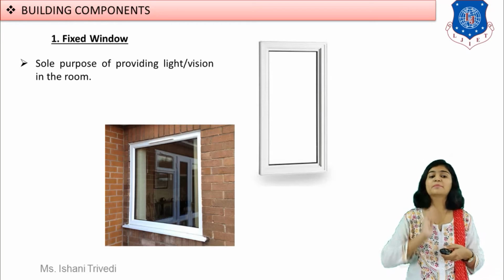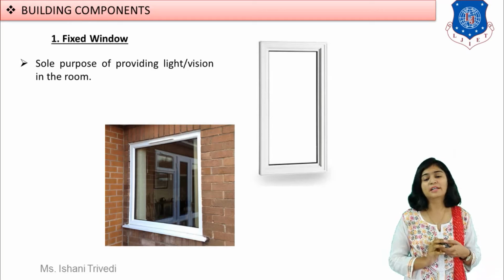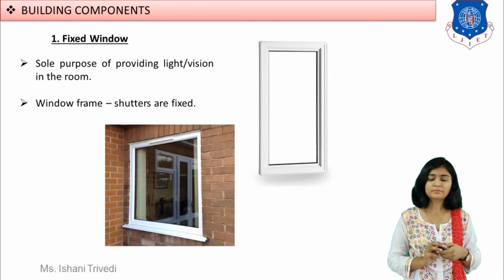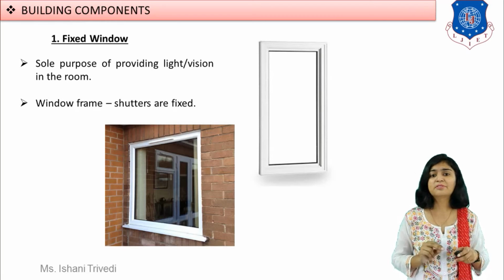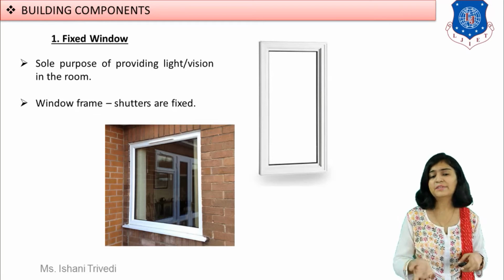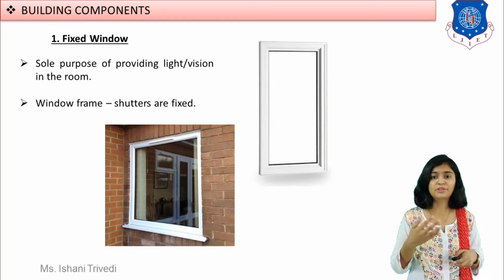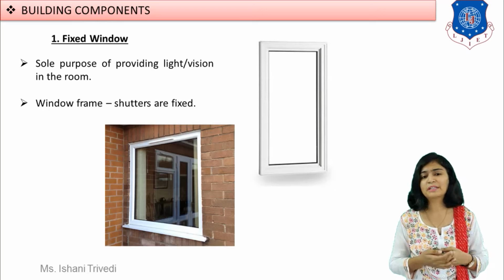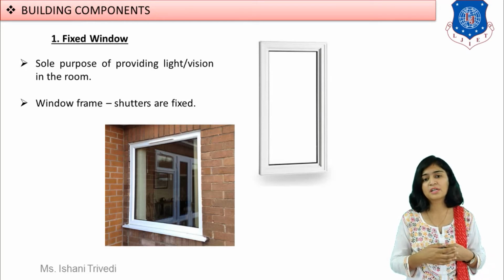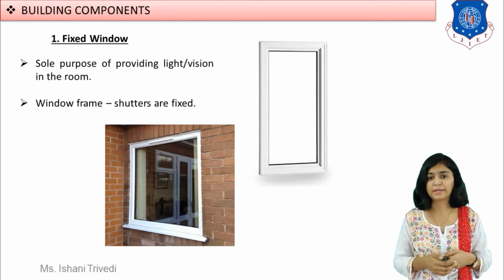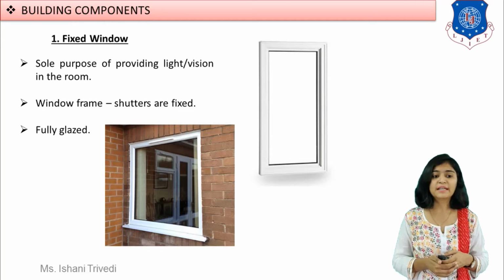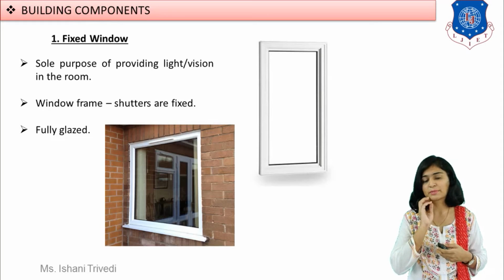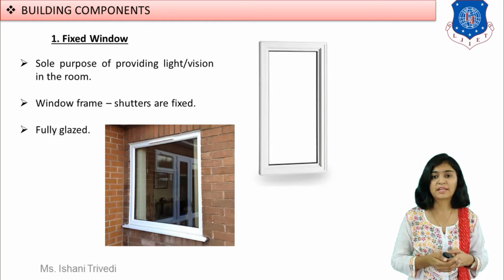So what is the main purpose of providing a fixed window? It is provided majorly for lighting purpose. The shutters or the frames, the leaves will be fixed over here, which I discussed already. So I think fixed window is clear to you. I think even if I had not explained, you would be able to understand what is a fixed window, right? These are the technical points which you are supposed to remember. I think you will be able to write it down.